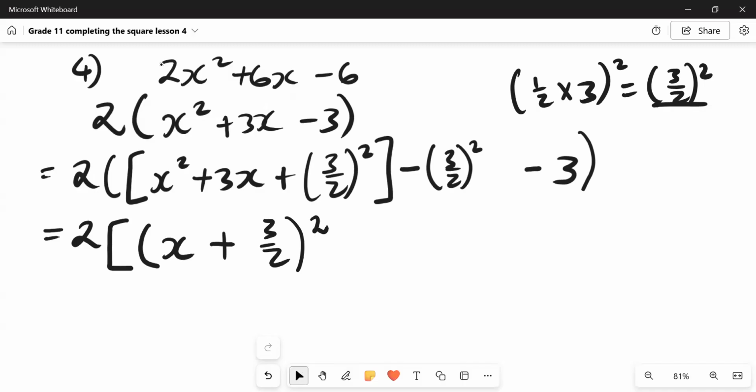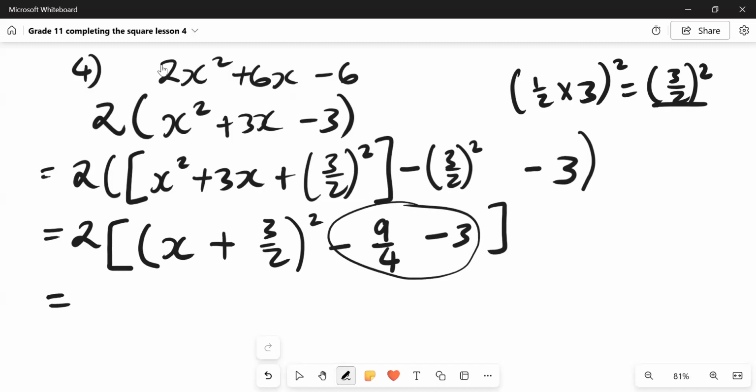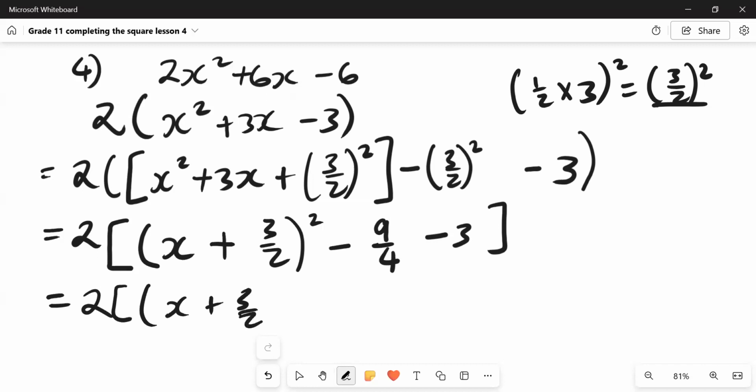That's the first step. And then you simplify this using your calculator, and you will get your minus 9 over 4 minus 3. And then from here, we have to take care of these two numbers. So we have your 2, x plus 3 over 2 all squared. This will give us minus 21 over 4.